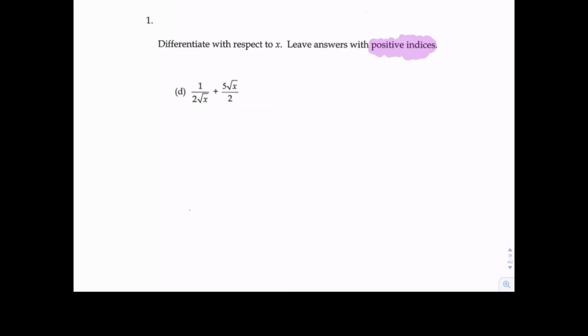Okay, let's try question D. So our function is 1/2. This we're going to write as an indice, and we're going to bring it to the top in one go. So we have x to the -1/2. Remember, square root of x is x to the half, and when you bring it to the top, you change the sign. Plus, this time this is on the top anyway, so we're just going to split this as 5 on 2, and that would be x to the half.